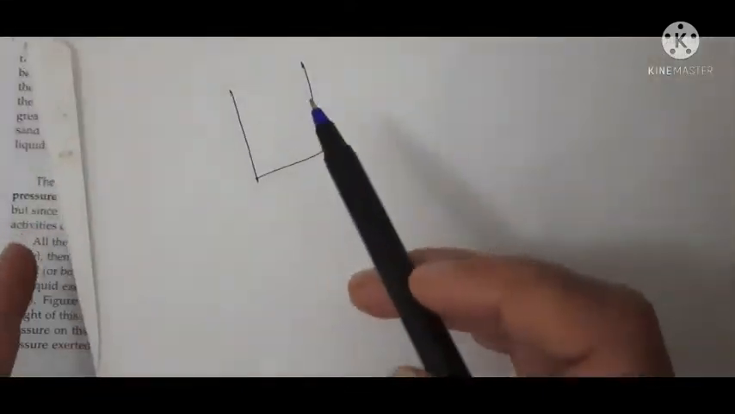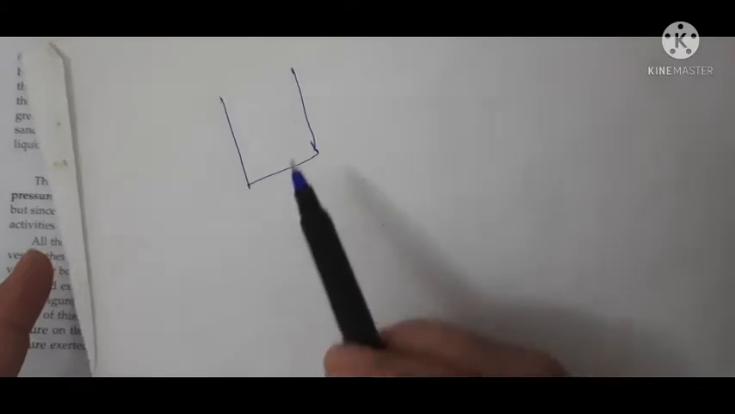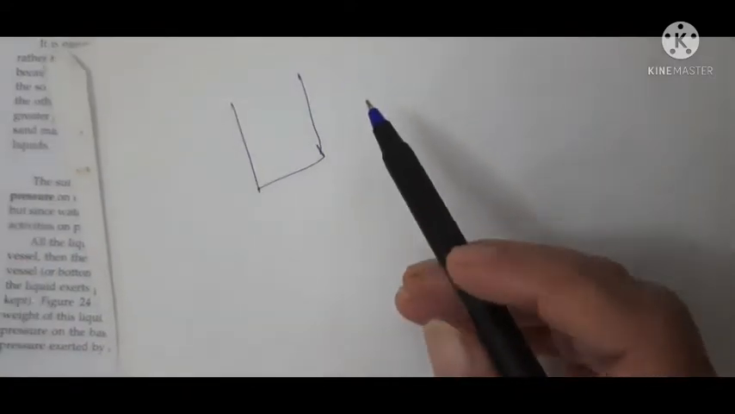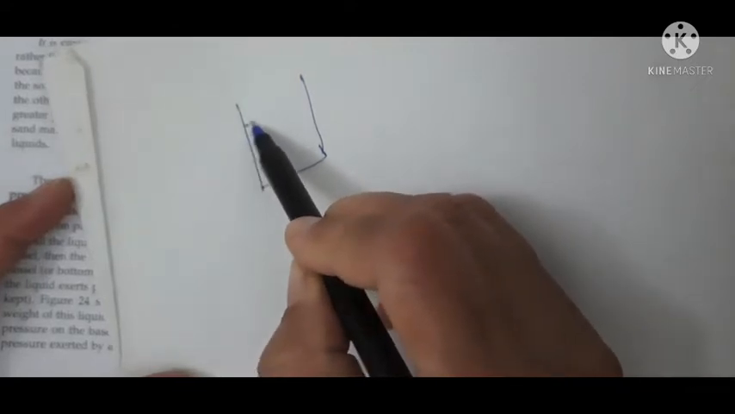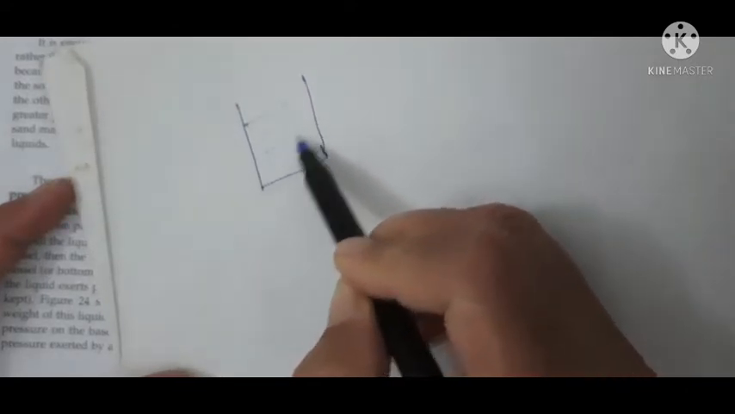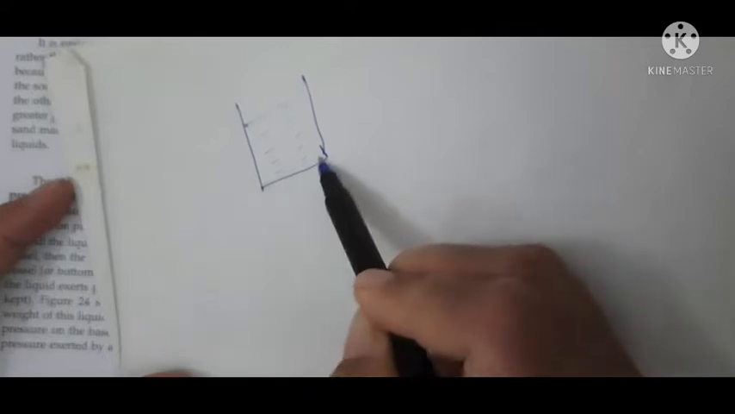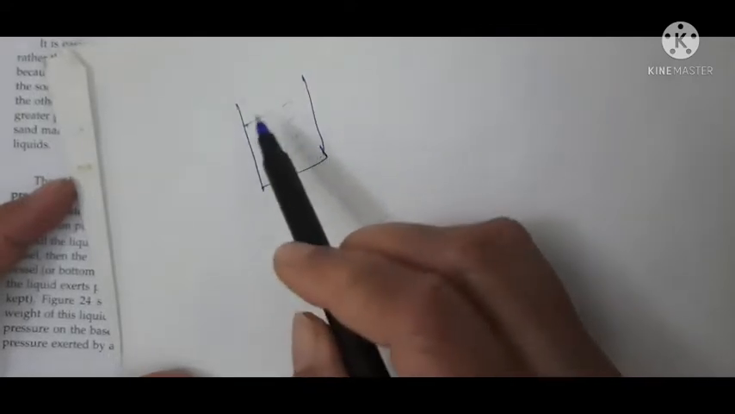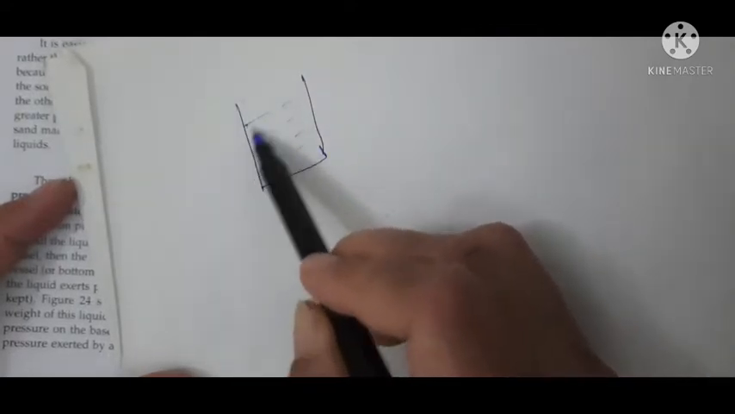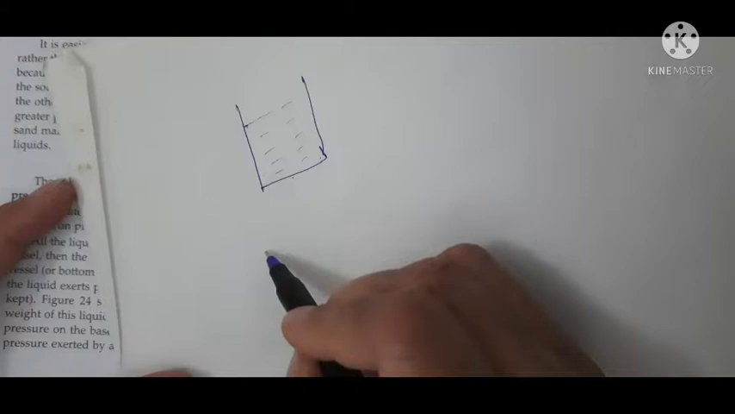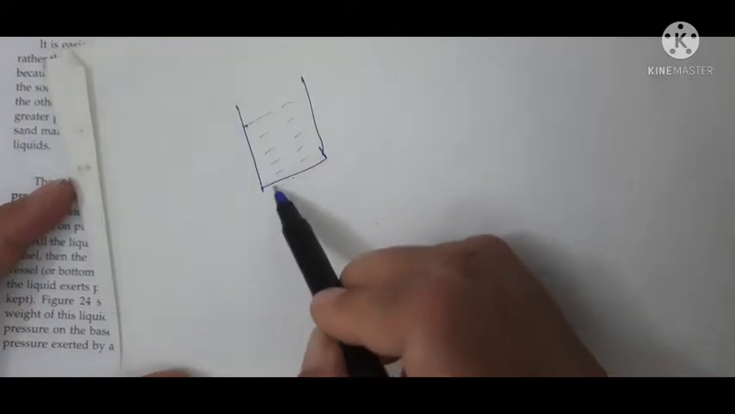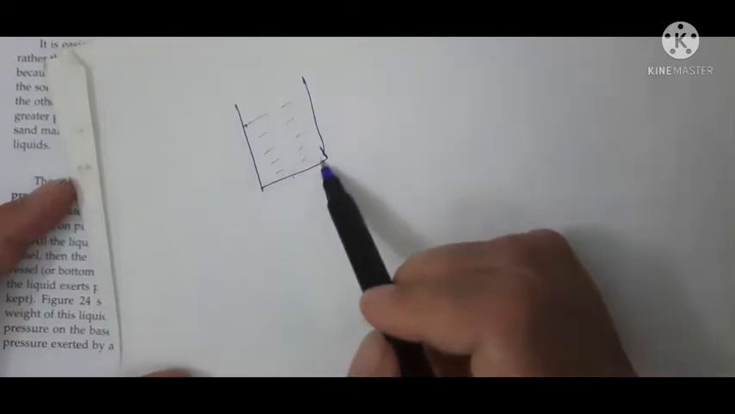Okay, now suppose this is a container. The vessel in which liquids are taken is also called a container. Now suppose this is water. Suppose water is taken, so this is the bottom of the container, the bottom of the vessel. All of this liquid will exert weight, which can also be called force. At the bottom here, how much force is exerted?